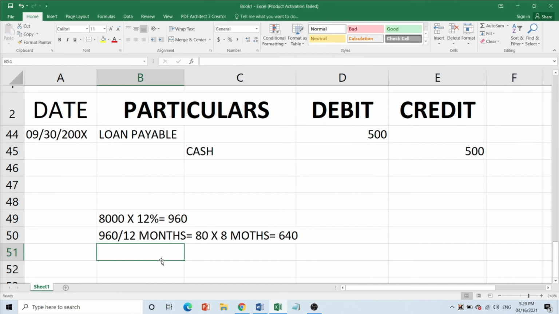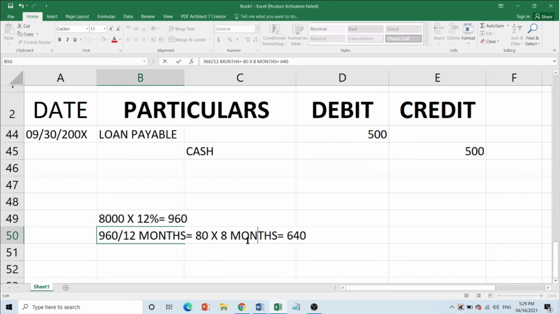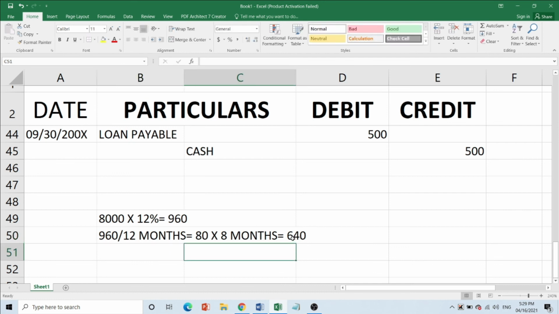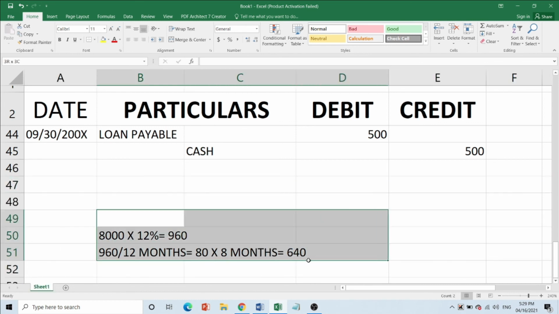640. 960, i-divide ko muna siya by 12 months para makuha natin ang 80 pesos per month. I-multiply ko siya sa 8 months since from February to September: February, March, April, May, June, July, August, September. That is 8 months. Okay? That is 640. How are you going to journalize this particular transaction?